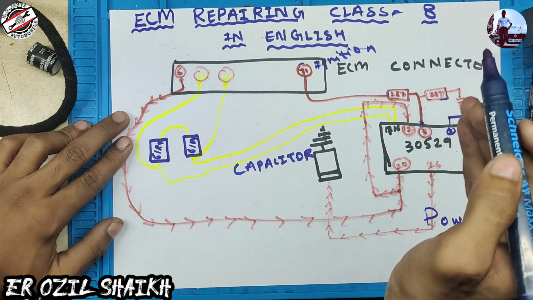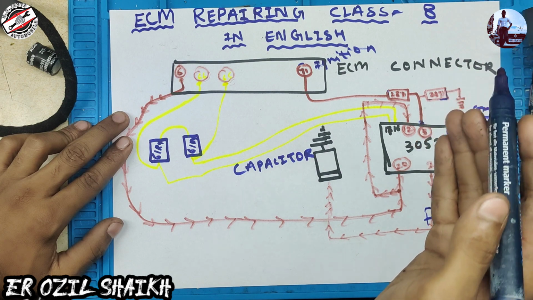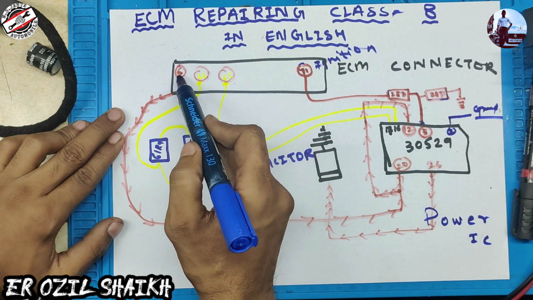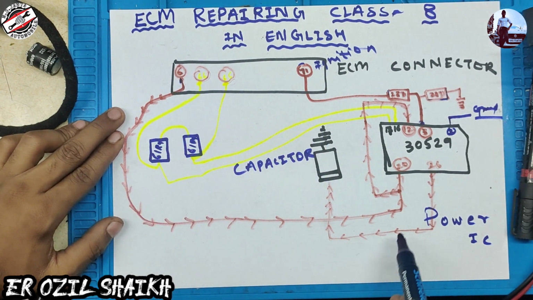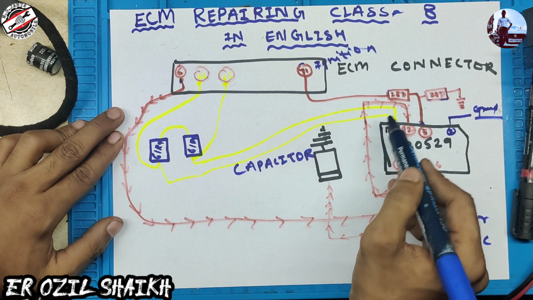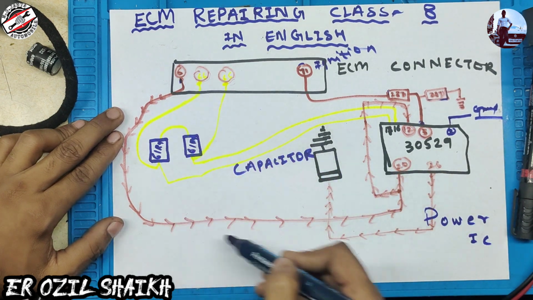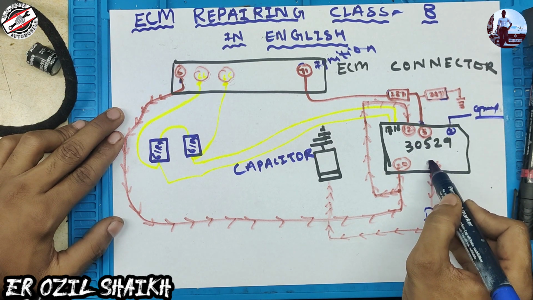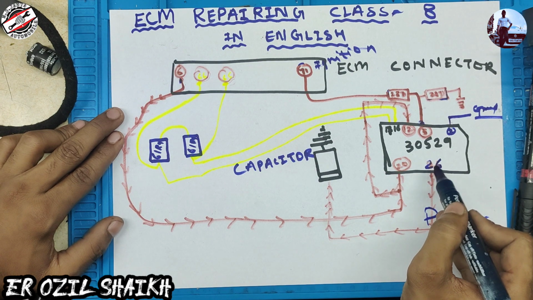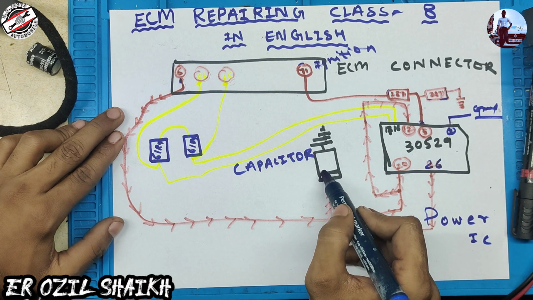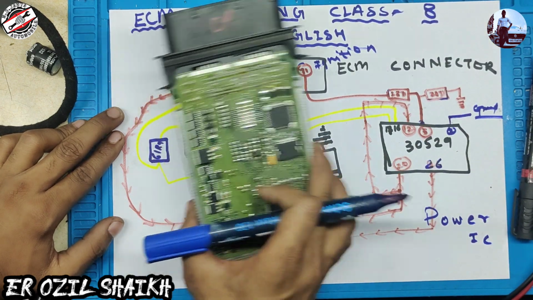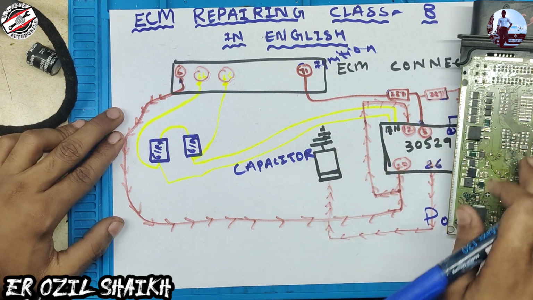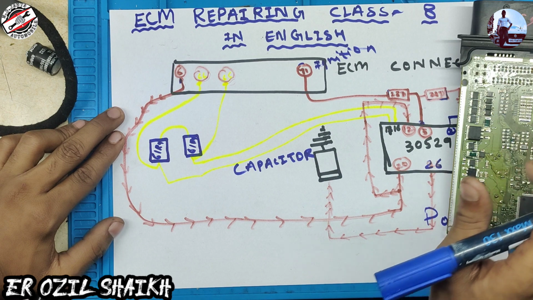When the main relay gets ground, at that time the main relay sends 12 volts to ECM pin number 6, and this voltage comes to IC pin number 20 and 12. When this voltage comes inside the IC, at that time pin number 26 creates 5 volts. This 5 volts goes to the yellow capacitor as you see here, and stores the 5 volts and gives supply to the whole board where we use 5 volts.